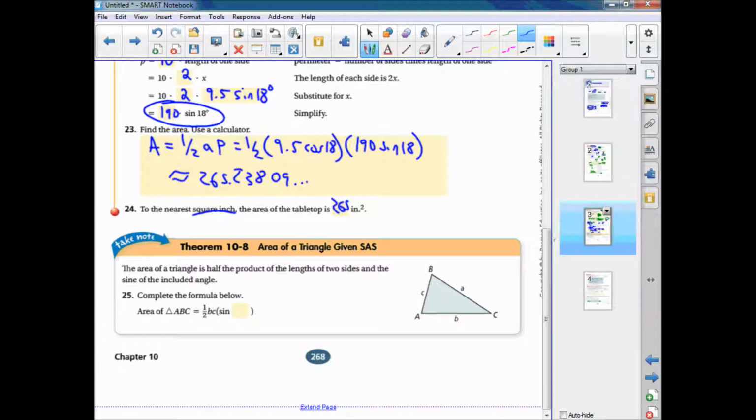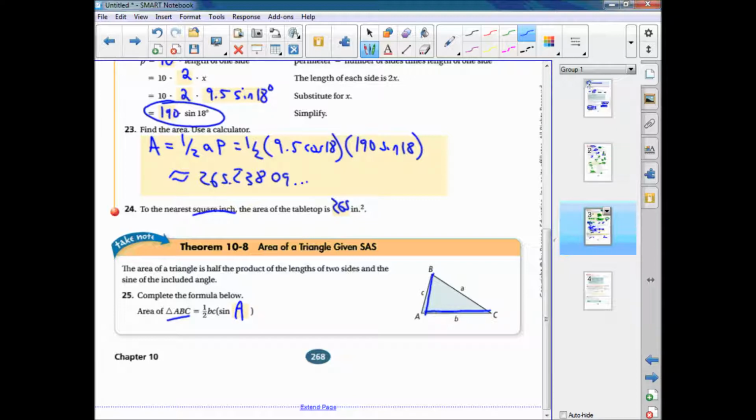All right. Theorem 10-8, area of a triangle given SAS. The area of a triangle is half the product of the lengths of the two sides and the sine of the included angle. All right, so let's see what this says. The area of triangle ABC is equal to 1/2 of BC. Okay, so these are our two sides. This is B side and this is C side multiplied together times the sine of angle A.